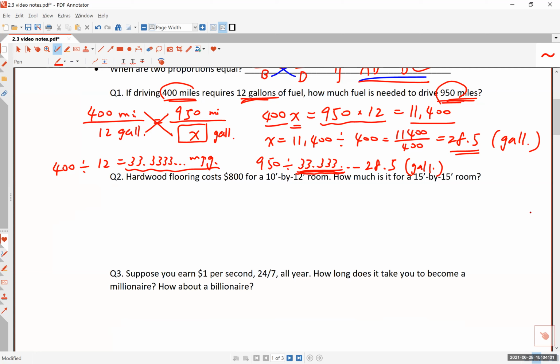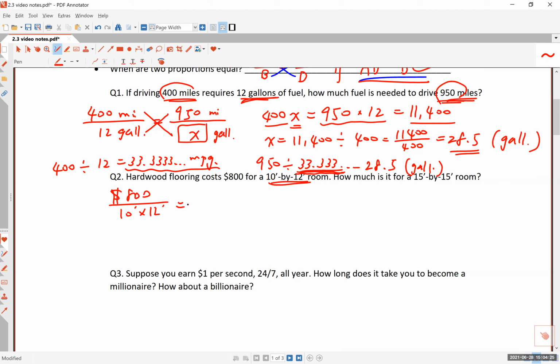Hardwood flooring. Sounds good. Cost $800. If you want to do a 10 by 12, so this is 10 feet by 12 feet, right? So it's a 120 square foot room. For that room, flooring that room with hardwood is going to cost you $800.